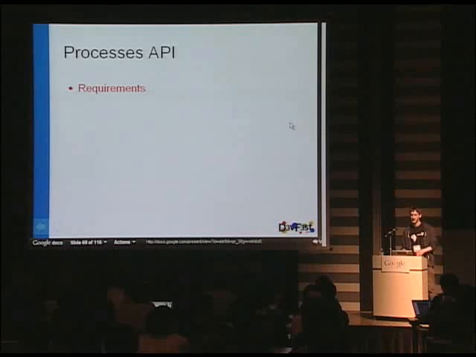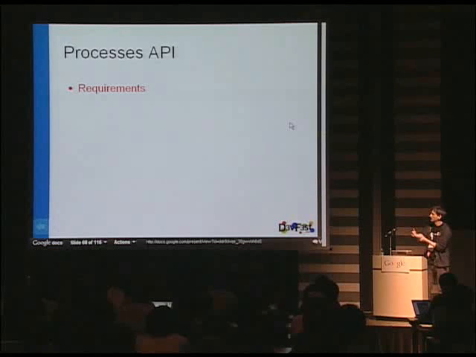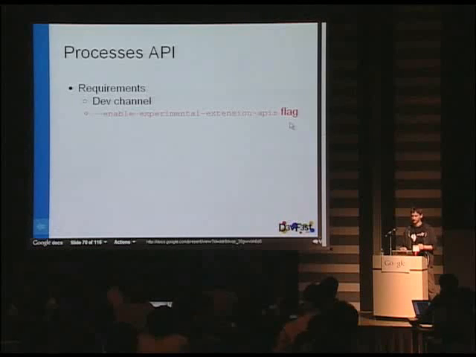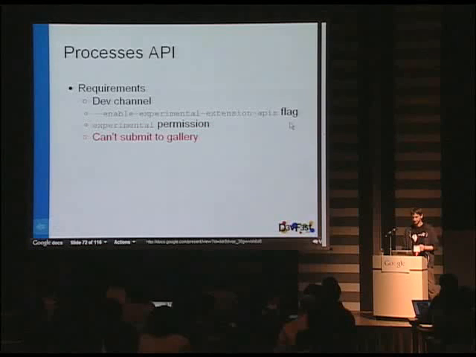So the processes API, similar to the history API, has the same prerequisites that any experimental API does. So you have to be using a dev channel build. Again, use this experimental flag, which you saw in my properties. It requires the experimental permission in your manifest file. And you can't submit, again, these extensions to the gallery.